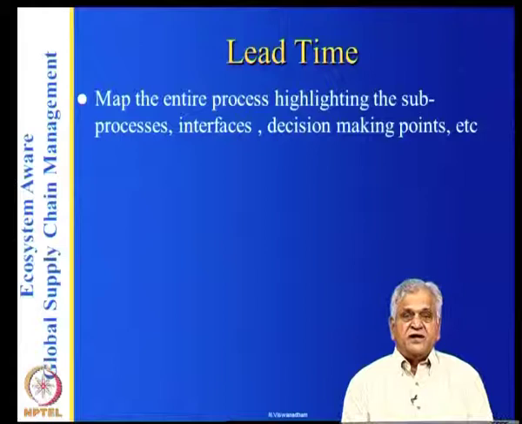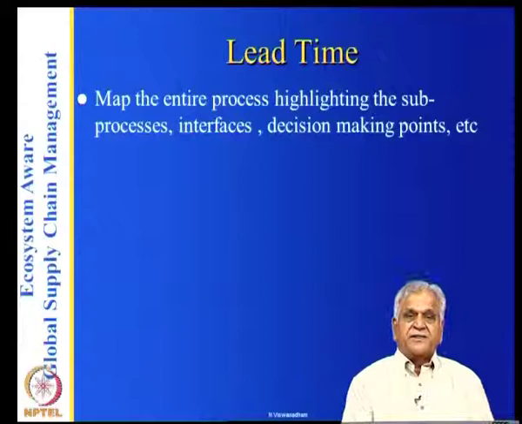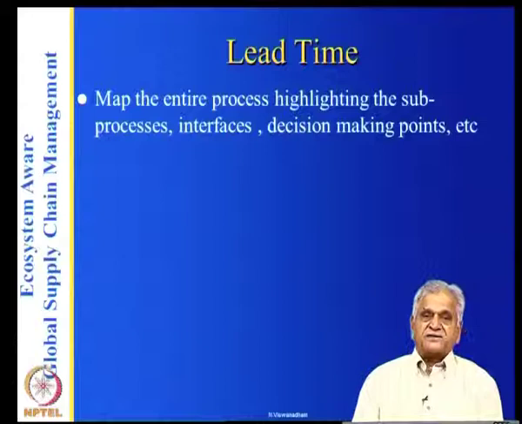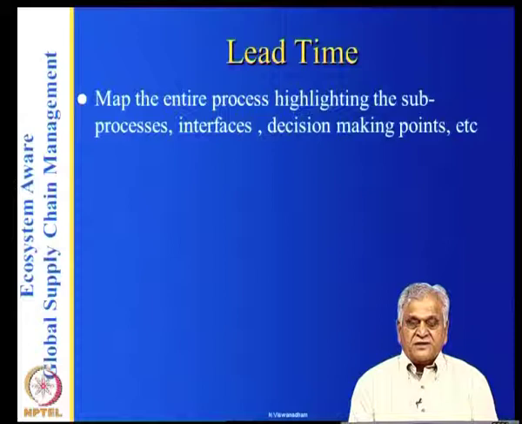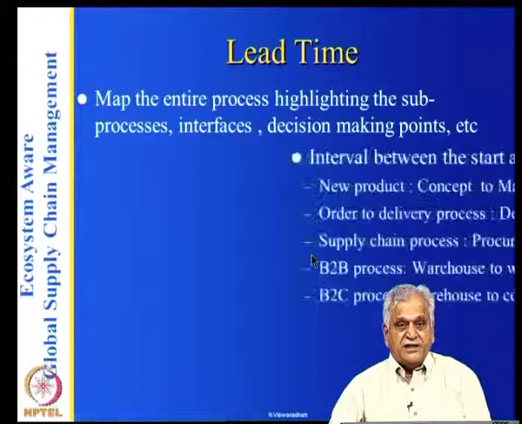If the interfaces are rough, in other words, one doesn't talk to each other, or there are misunderstandings about the delivery and other things, and the messages don't reach properly, then the lead time could be higher. And also there are decision making points at each level. For example, if you say the shipment is ready, but somebody has to say, you take this shipment and deliver it to somebody. So there are decision making points. Things have to be done carefully. These also determine the delays that are involved.